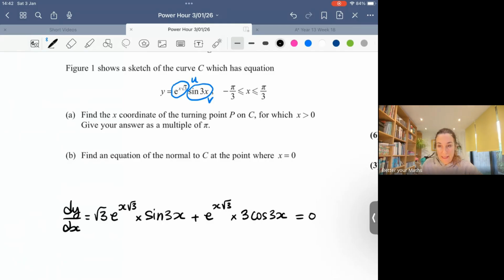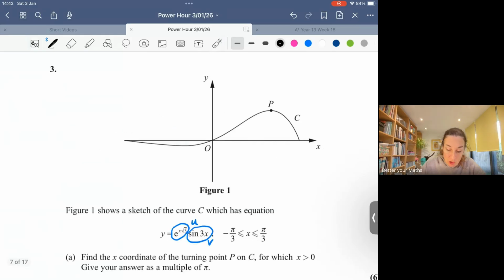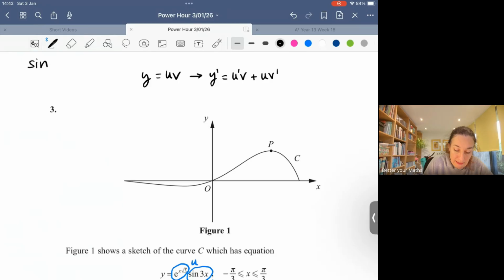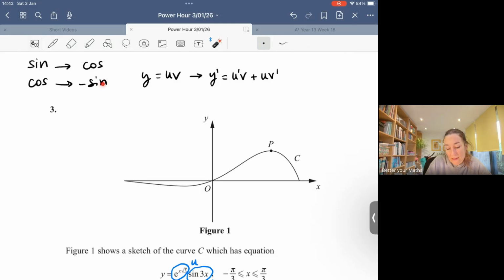When we have sine, the derivative is cos. And when we have cos, the derivative is minus sine. Thus, when you integrate sine, it's minus cos. When you integrate cos, you have sine. Yeah?